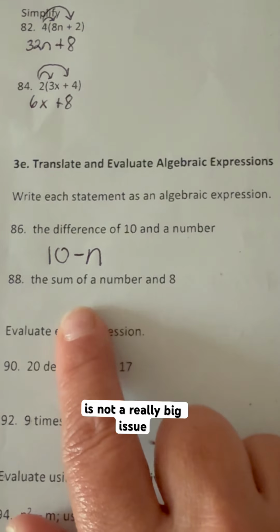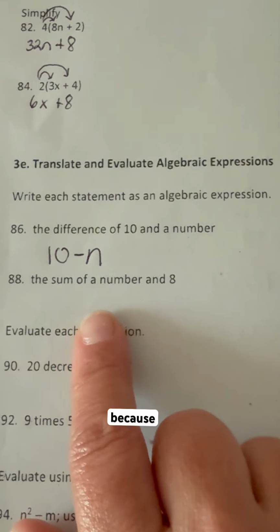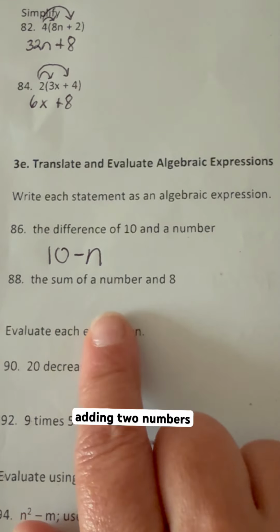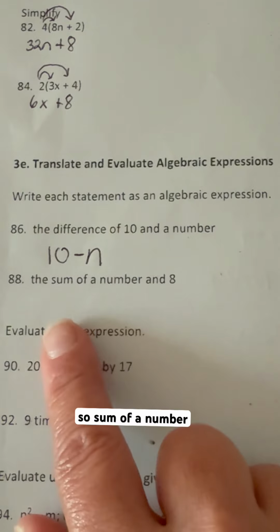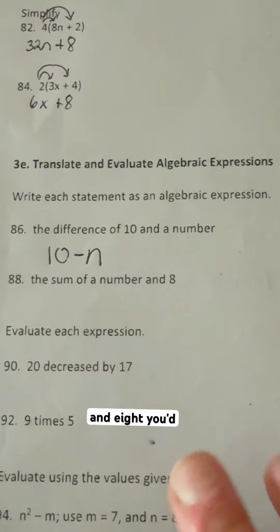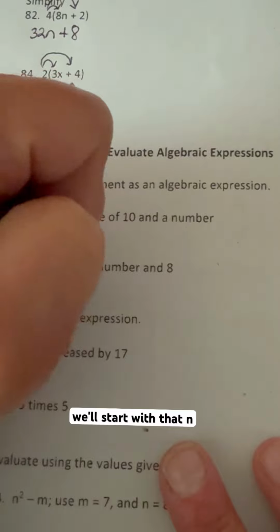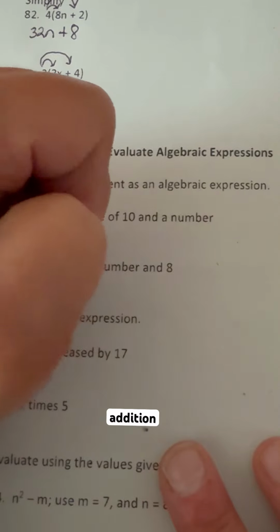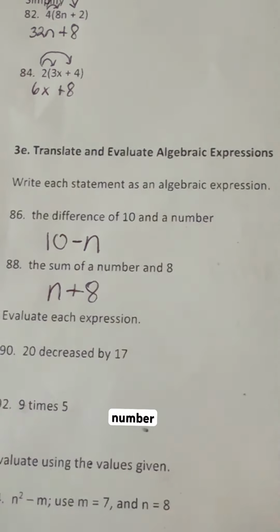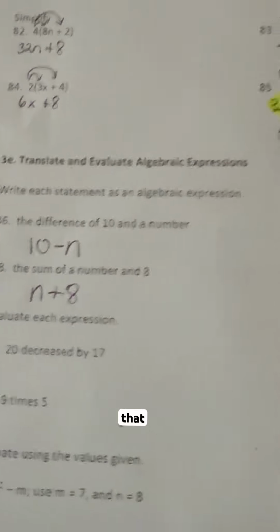Now, sum is not a really big issue because no matter what you do when you're adding two numbers together, it's always going to give you the same thing. So the sum of a number and 8, you would usually start with the number. So we'll start with that n. Sum means addition, and then that number 8. So that's how you would write that.